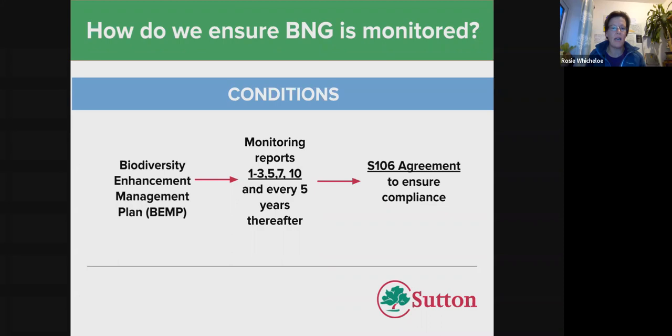And also critically, to ensure compliance, because we know that a breach of condition is not onerous enough, the Section 106 agreement is critical to make sure that the owner, if they don't deliver on the net gain and they don't deliver their habitats they said they would, they'll be liable in terms of a legal liability. So that's really key.